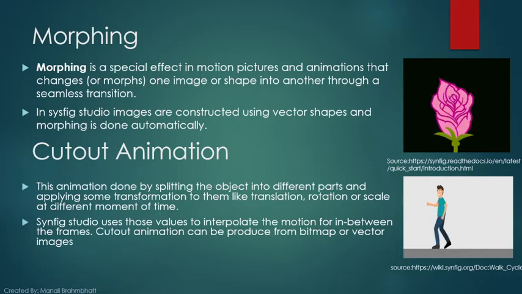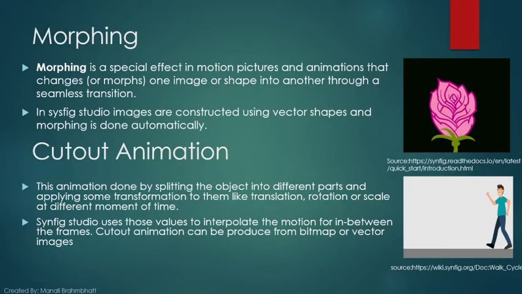Let's say the morphing example is like from a circle you want to transform it into a square. So in a circle there is no angle, but in a square you will have four angles. So how it transforms from the original shape to another shape, that is what the morphing technique is.